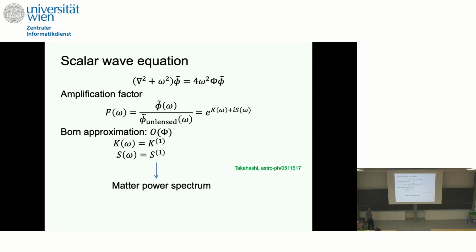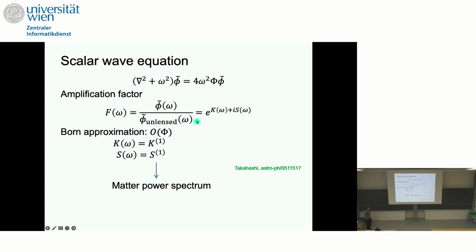In this case, we assume that the curvature of the spacetime is very small, and this scalar field is propagating on such a background. This is a wave equation for the scalar field, and this is a Newton potential expressing the curvature of the spacetime. Then we can define the so-called amplification factor, the ratio between the scalar field and the unlensed scalar field.